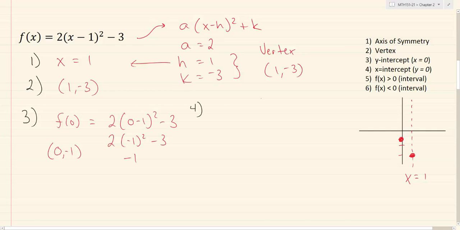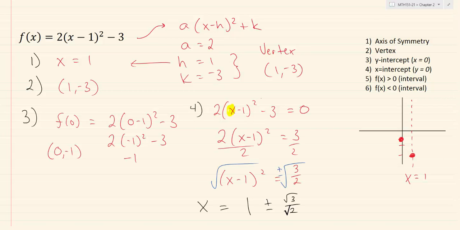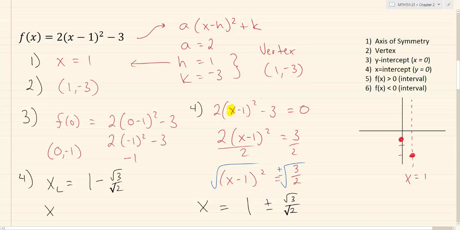So number 4 is finding the x-intercepts. So we're going to say 2 times (x minus 1) squared minus 3 equals 0. Square root both sides. So that means for number 4, your left-hand x-intercept will be 1 minus root 3 over 2, and your right-hand x-intercept will be 1 plus root 3 over 2.